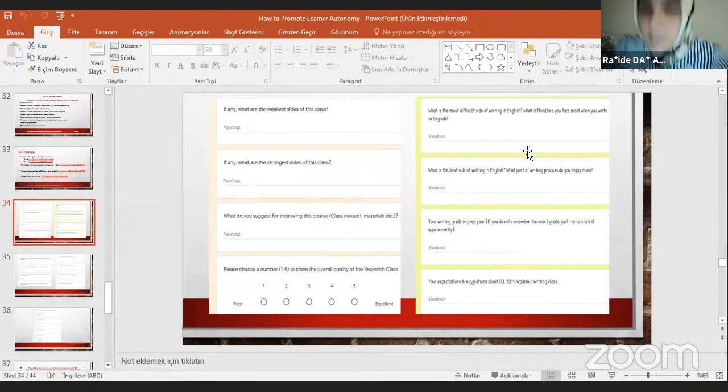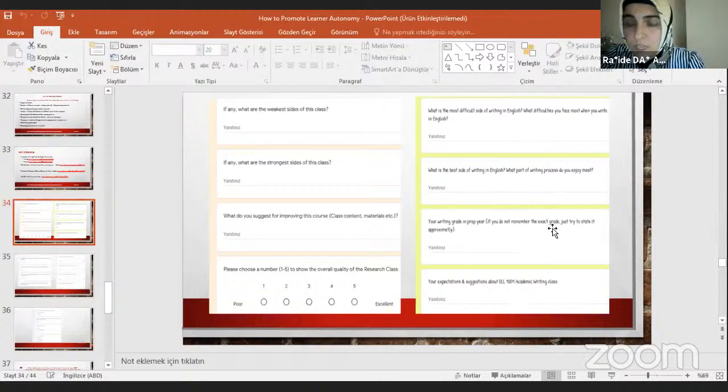For instance, in academic writing. This is my BA class, and at the very beginning of the term, I prepared this form and asked my students to fill it up. What is the most difficult side of writing in English? What difficulties do you face most when you write in English? What is the best side of writing in English? What part of the writing process do you enjoy most? And I also ask about their expectations and suggestions about the class.